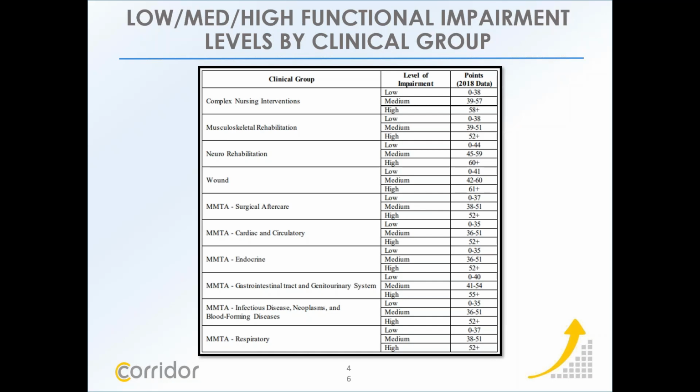For example, you get 38 points for MMTA cardiac, and this 38 points puts you in a medium functional level, whereas 38 points for complex nursing, if you draw your attention there, will only put you in a low functional level. So again, the accuracy of the whole comprehensive assessment and the way things are paired becomes really important. And in making sure that the coders and the clinicians, actually the clinicians, are identifying the focus of care is clear, and then we're therefore getting the patient into the right clinical grouping.